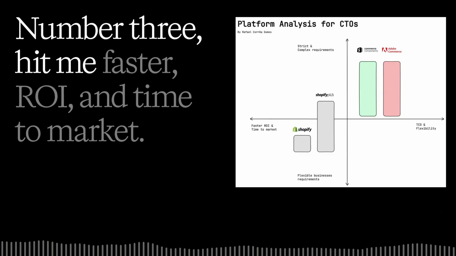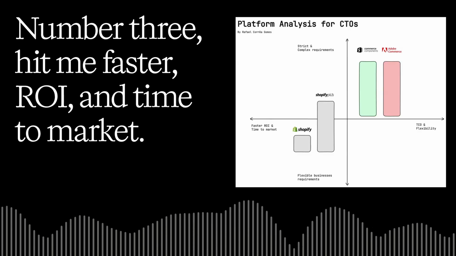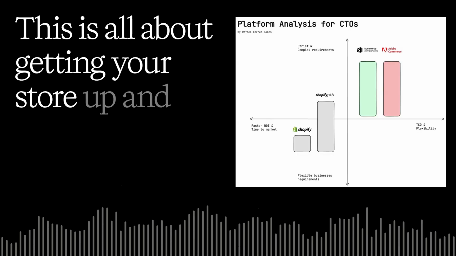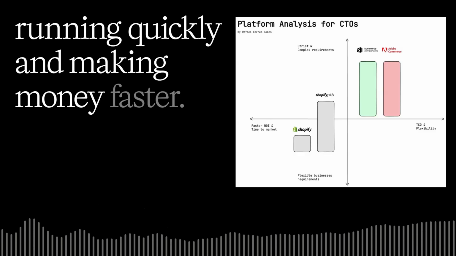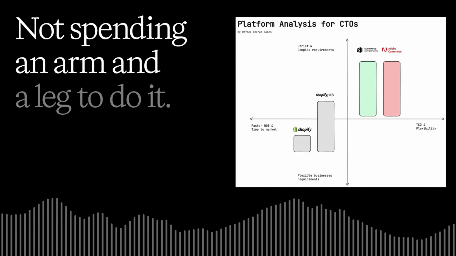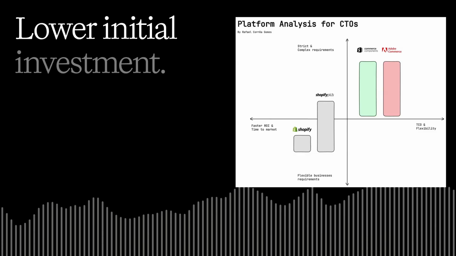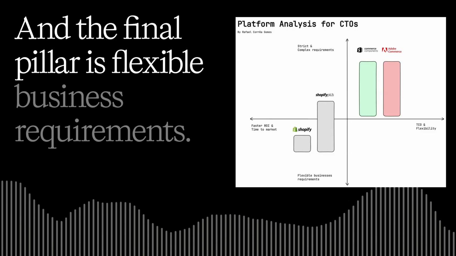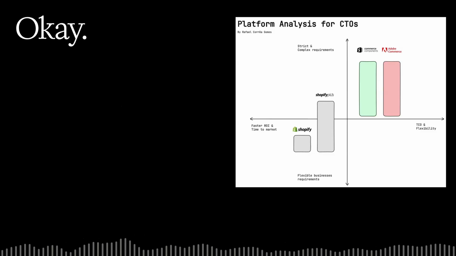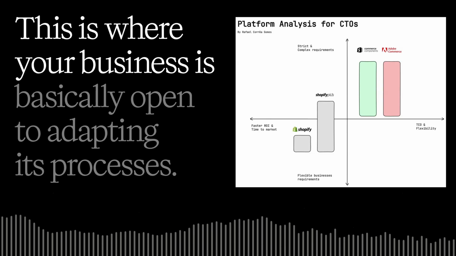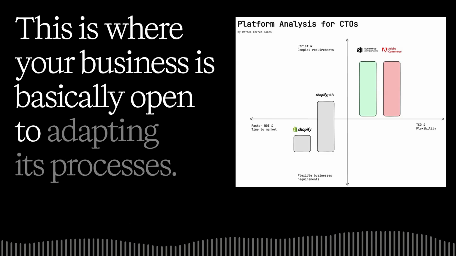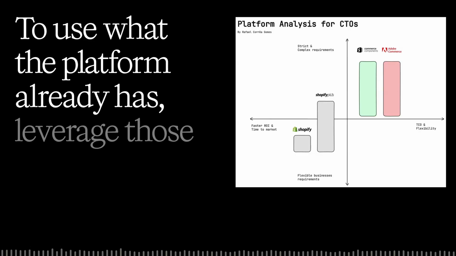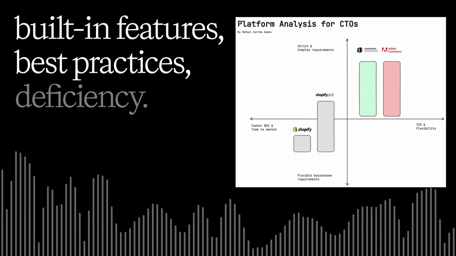Okay, number 3, hit me. Faster ROI and time to market. Speed is king. This is all about getting your store up and running quickly and making money faster, and not spending an arm and a leg to do it right. Lower initial investment, absolutely. Makes sense. And the final pillar is flexible business requirements. This is where your business is basically open to adapting its processes to use what the platform already has. Leverage those built-in features, best practices.